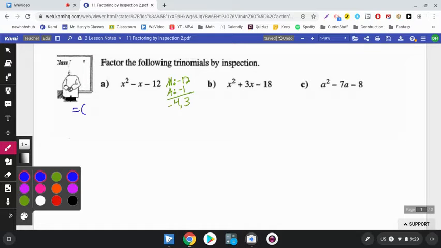Because I know this trinomial was the result of 2 binomials multiplying. The first terms came from an x and an x. And then my magic combo fills right in. Minus 4 plus 3.